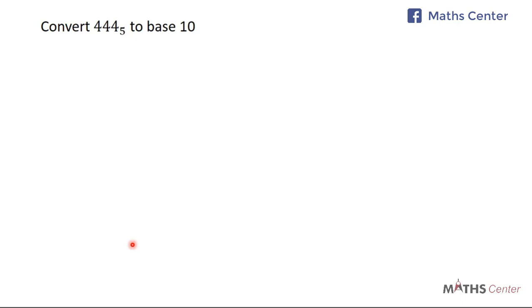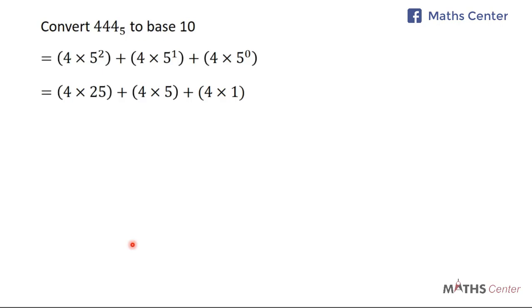Next, you convert 444 base 5 to base 10. That will give us 4 times 5 squared plus 4 times 5 exponent 1 plus 4 times 5 exponent 0. You are going to have 4 times 25 plus 4 times 5 plus 4 times 1. 4 times 25 is 100. 4 times 5 is 20. 4 times 1 is 4. You add everything, we are getting 124. So if you convert 444 base 5 to base 10, you are having 124.